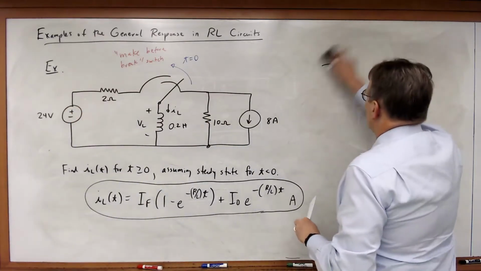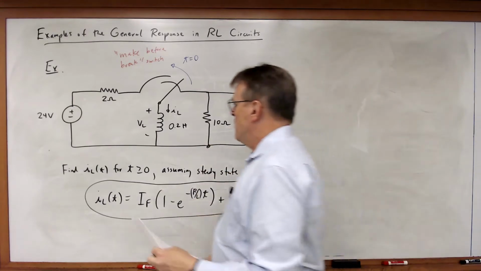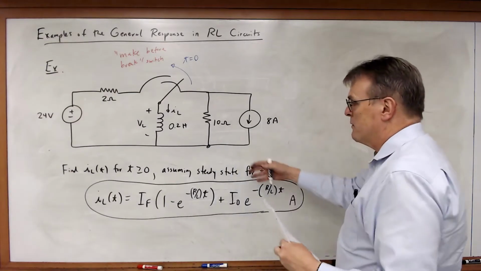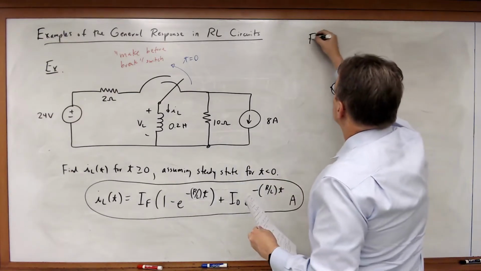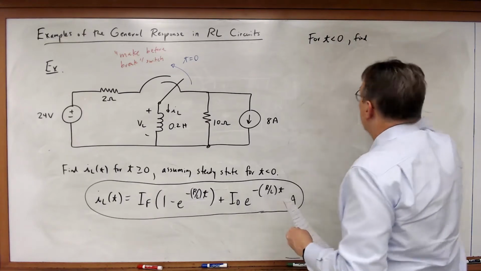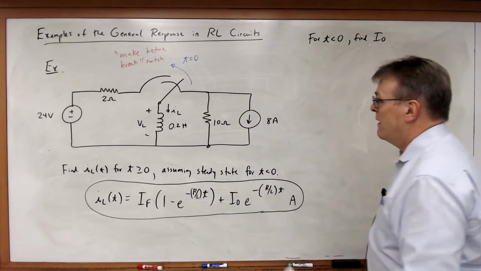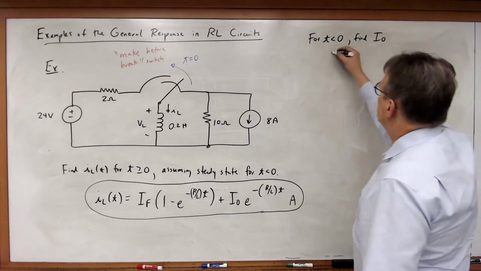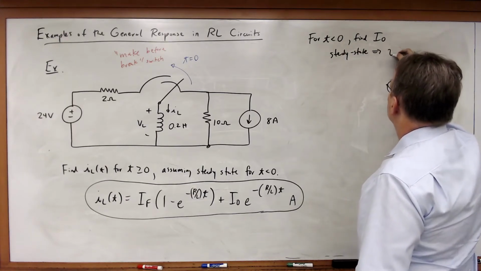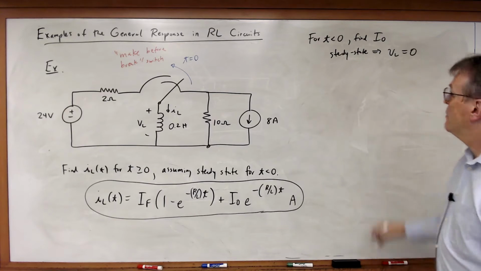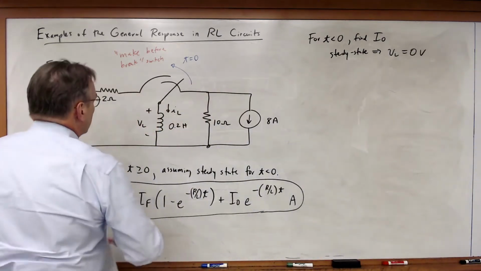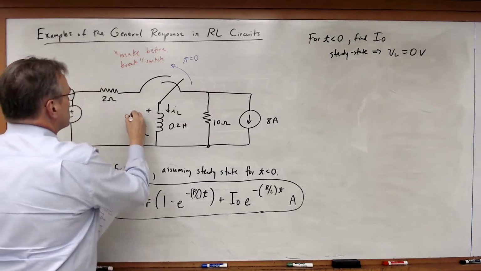So anyway, let's go through and solve this. I want to find iL(t). Once again, let's use our different steps. First of all, for t less than 0, we're going to find the initial condition. Once again, for steady state, we know that vL for the inductor is equal to 0 volts. So the inductor acts like a wire, and I've got 0 volts across it.